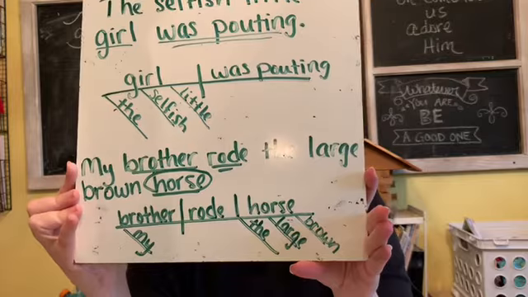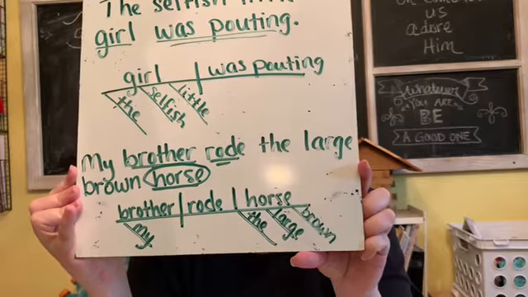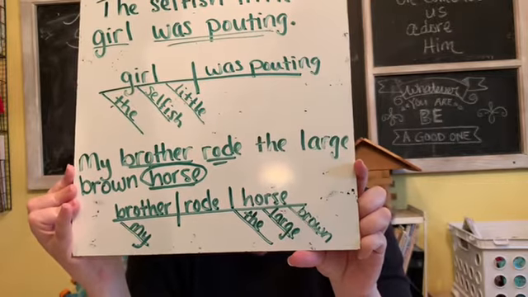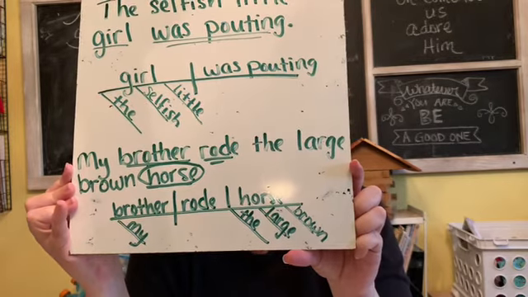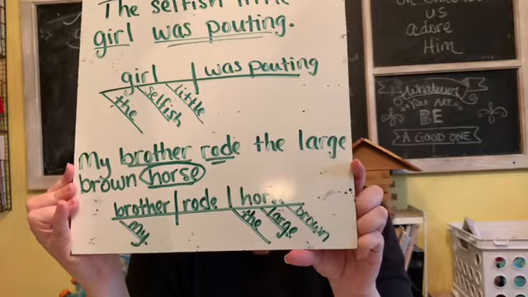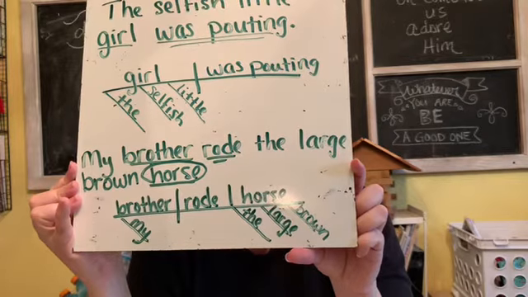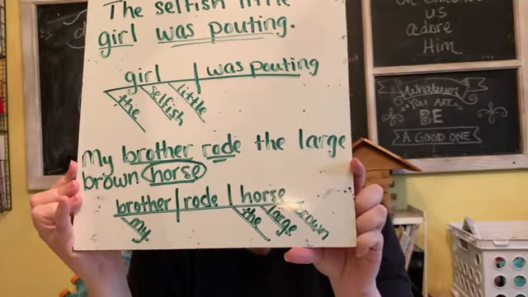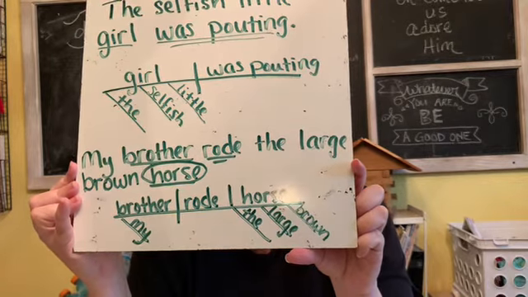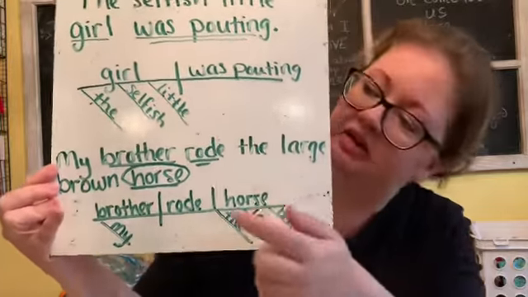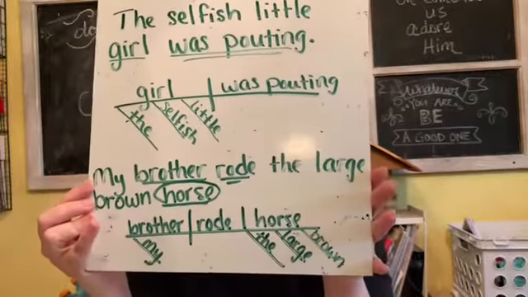Now I've got to look for adjectives that describe my noun, which in this case is girl. The selfish little girl was pouting. Well, we know that the is an adjective because it's one of the articles. Selfish tells us what kind of girl she was. And little also tells us what kind or which one. So which girl? She was the little girl. So we diagram our adjectives on slanted lines under the nouns that they modify.